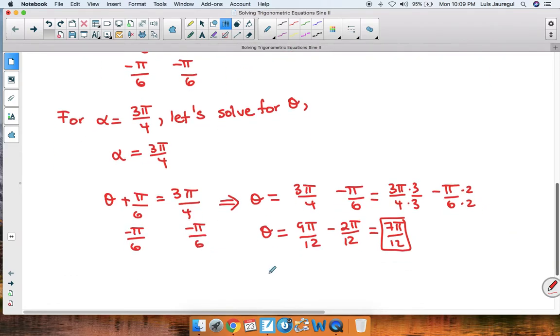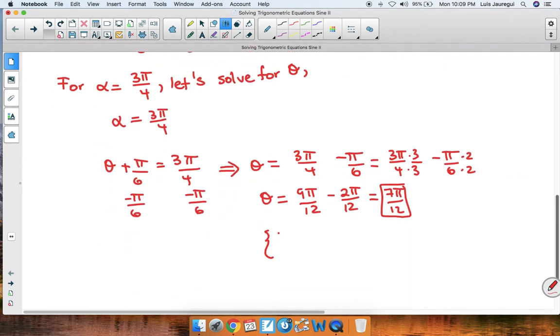Therefore, your solutions for this equation will be the first one, which we said was pi over 12, and the second one, which we said was 7 pi over 12.